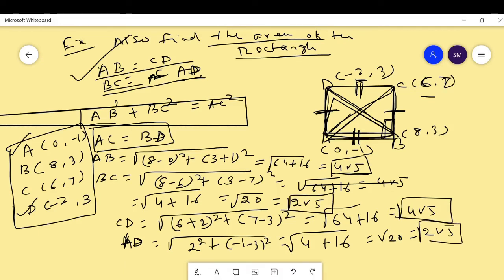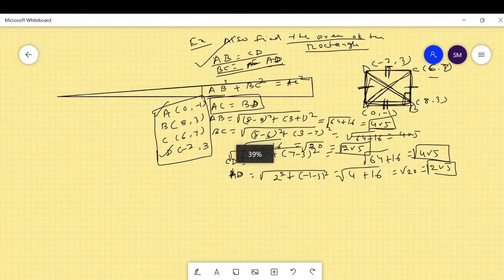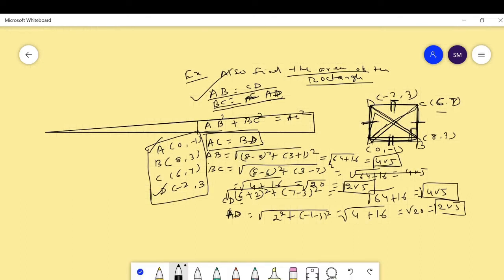Look at here. We come to the conclusion that AB is equal to CD is equal to 4 root 5, and BC is equal to AD is equal to 2 root 5.